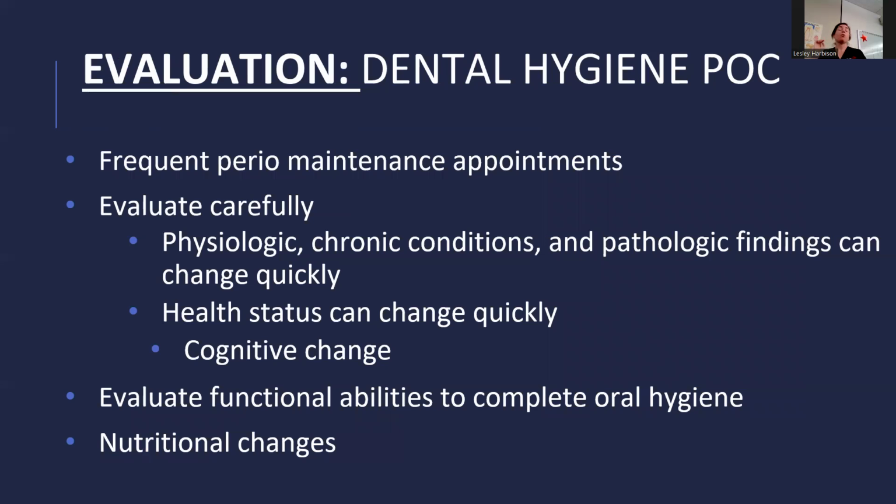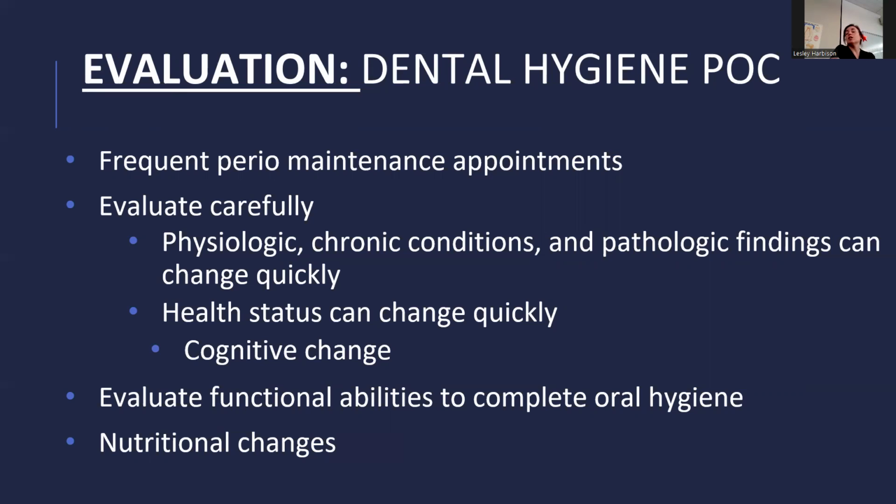Frequent perio maintenance appointments. Oftentimes it's better for them to come in maybe every 4 months or every 5 months, and certainly every 3 months if that's their perio status. But a lot of times they may not want to, or financially they can't. So you just do what you can, or what the patient can.